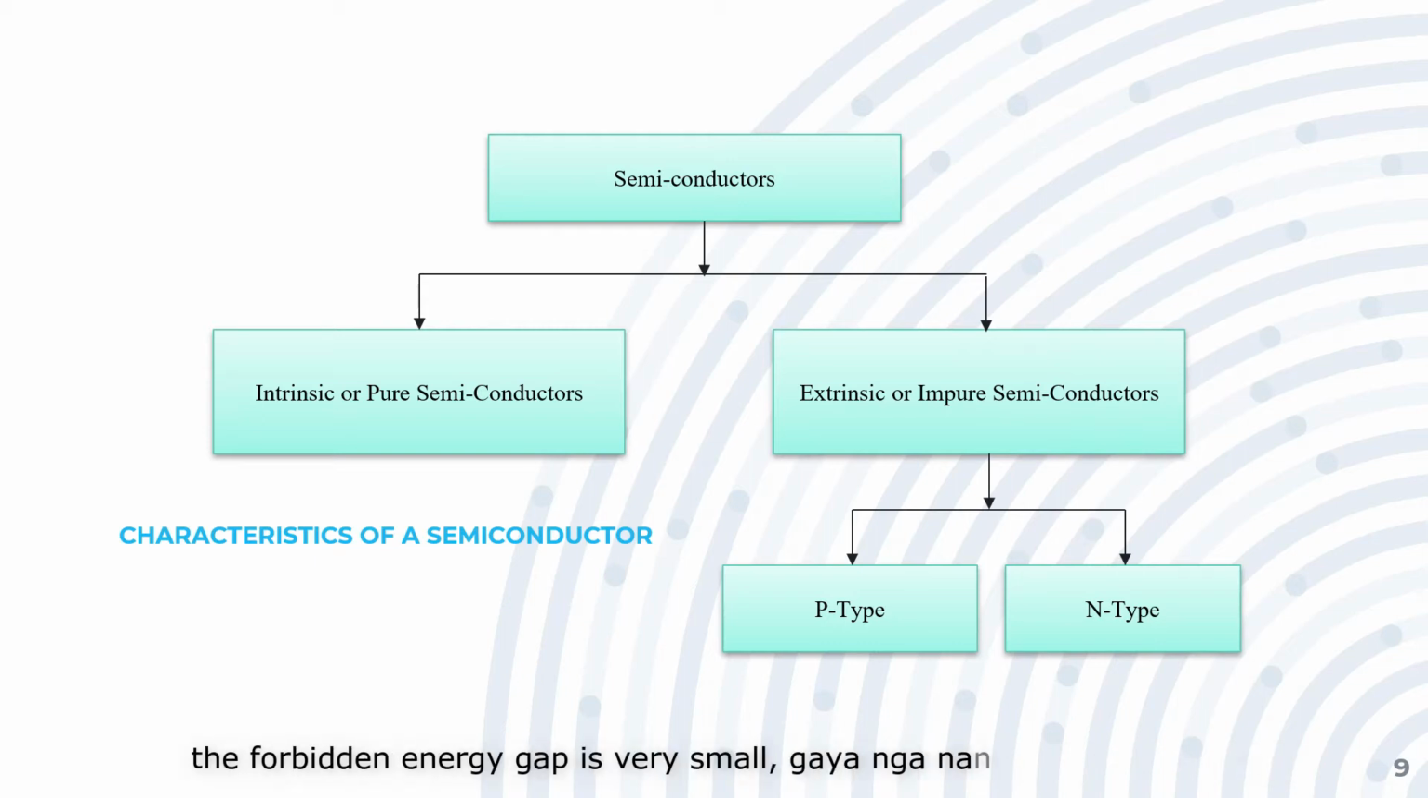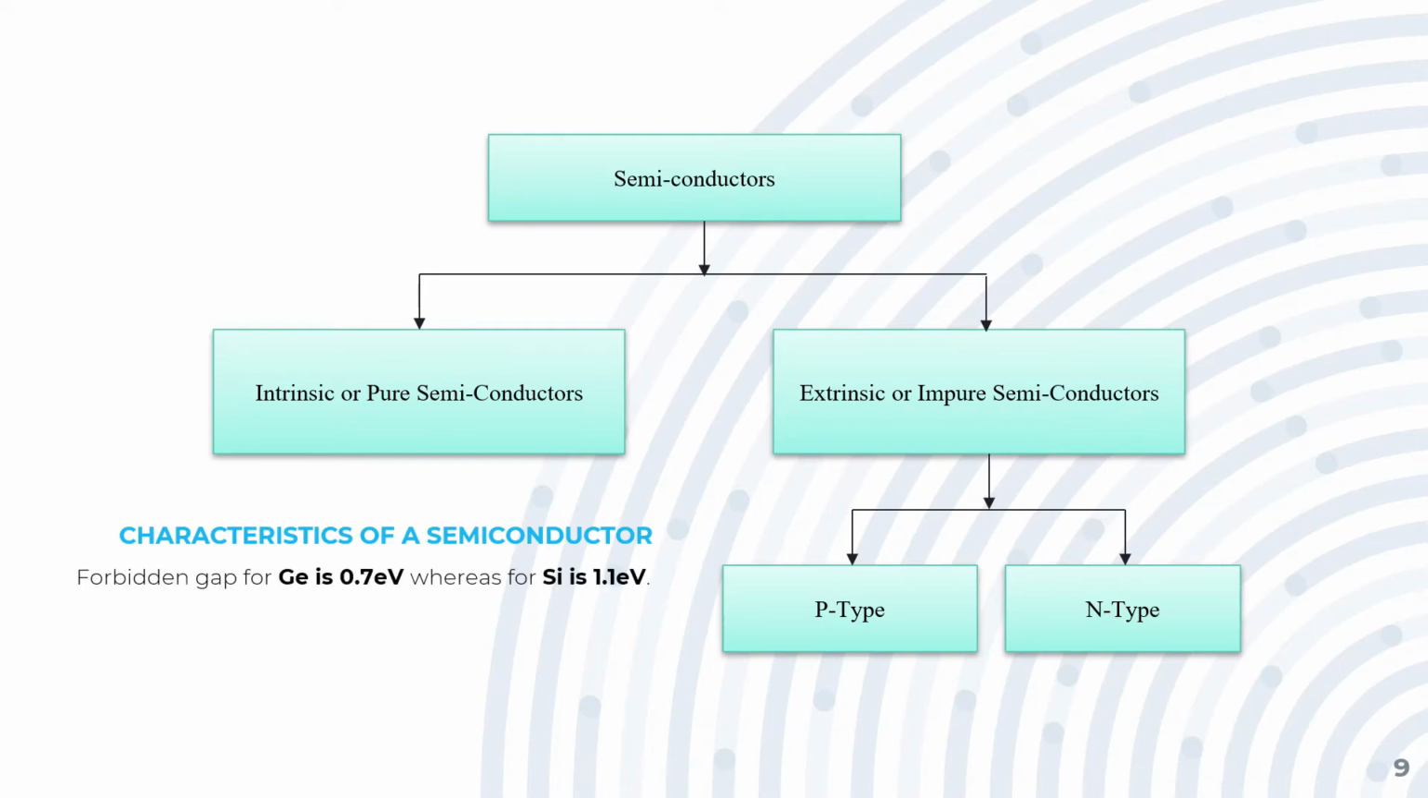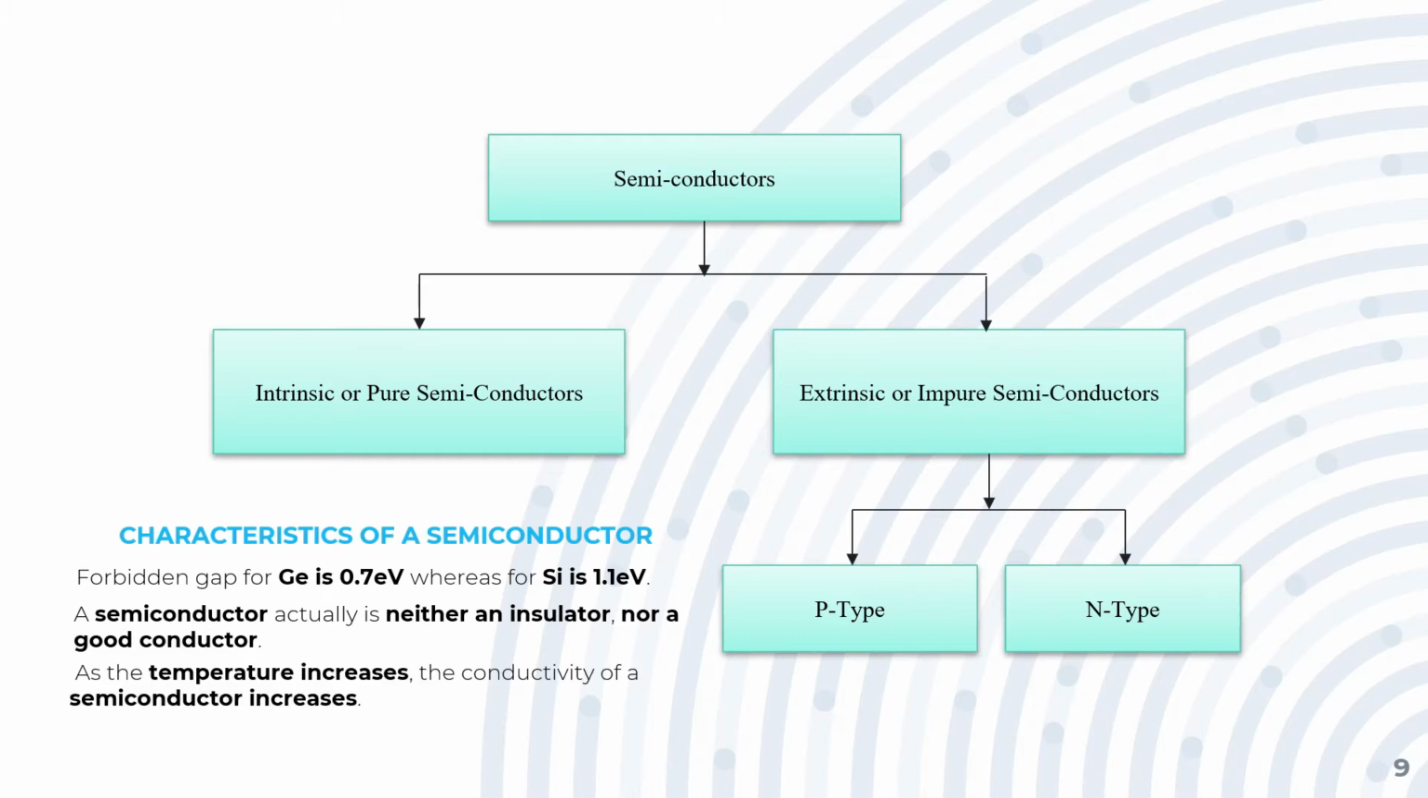So, masasabi natin na ang semiconductors has these following characteristics. The forbidden energy gap is very small. Gaya nga naman sabi natin na the forbidden gap for germanium is 0.7 electronic volts, whereas for silicon is 1.1 electronic volts. A semiconductor actually is neither an insulator nor a good conductor. Sabi na rin natin kanina. And as the temperature increases, the conductivity of a semiconductor increases. Another is the conductivity of a semiconductor will be in order of 100 mho per meter.